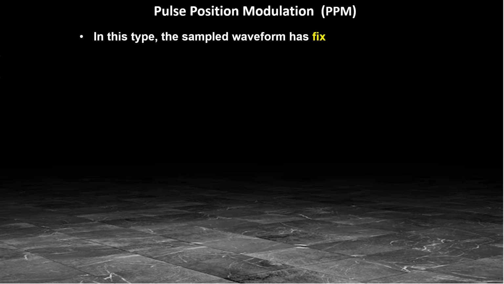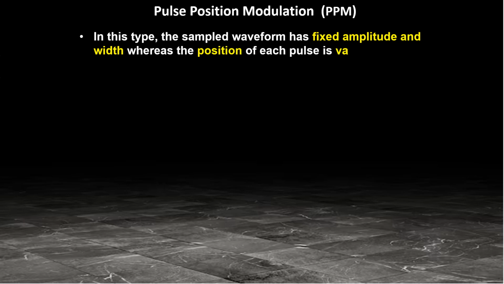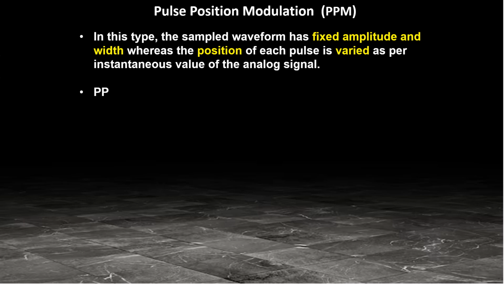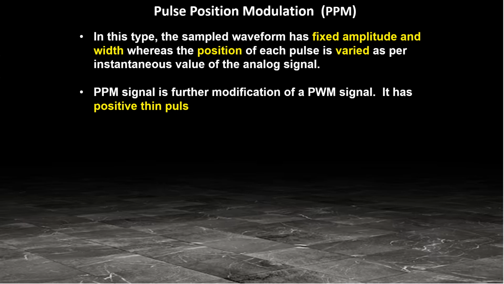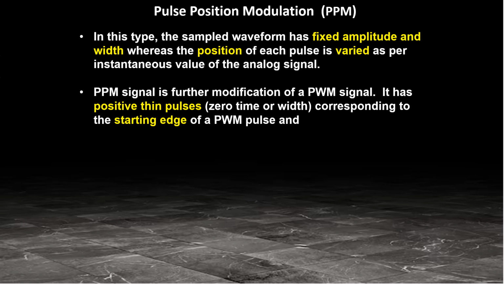Pulse position modulation. In this type, the sampled waveform has fixed amplitude and width, whereas the position of each pulse is varied as per the instantaneous value of the analog signal. PPM signal is a further modification of a PWM signal. It has positive thin pulses, zero time or width, corresponding to the starting edge of a PWM pulse, and negative thin pulses corresponding to the ending edge of a pulse.